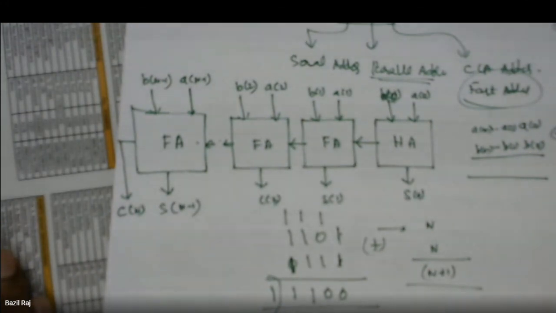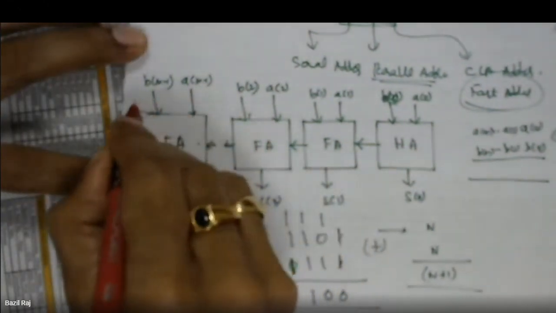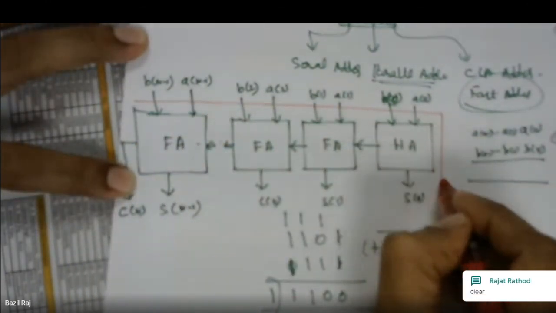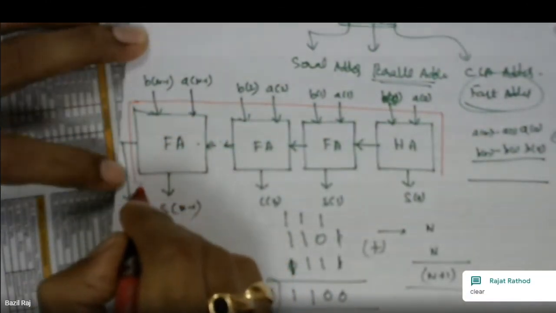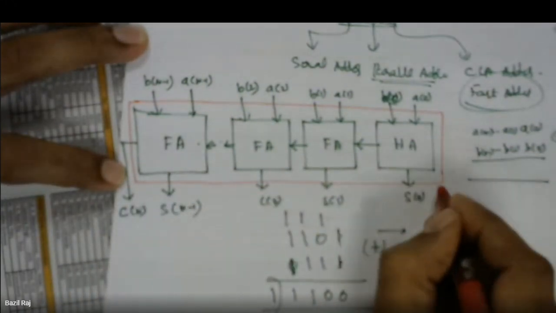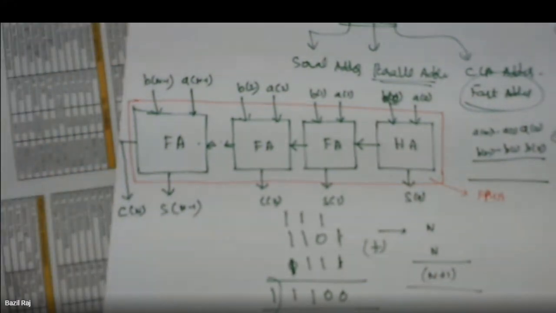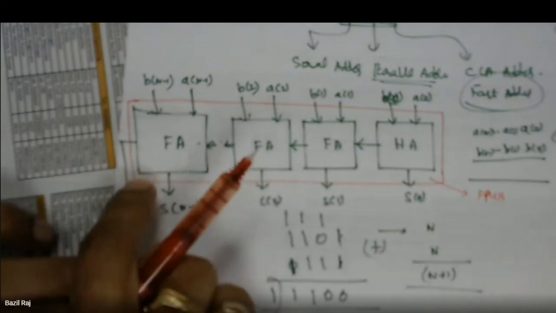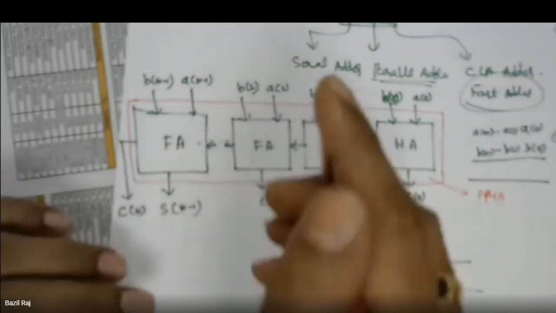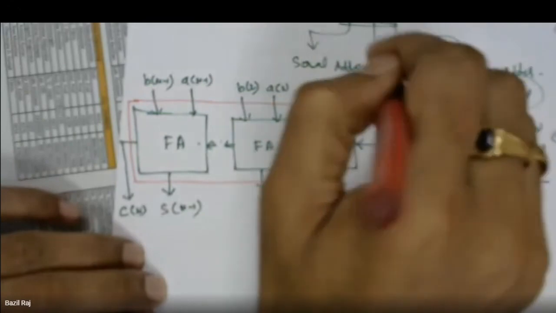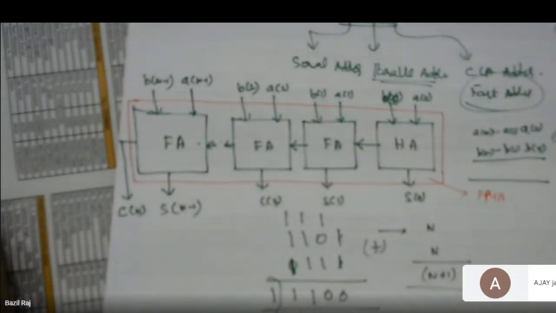Now look, this is the idea, how are we going to design now? Even though this adder is called a parallel adder, this red colored box is the FPGA. It is the FPGA in the sense that this circuit will be created inside the FPGA, and these are all the external inputs.